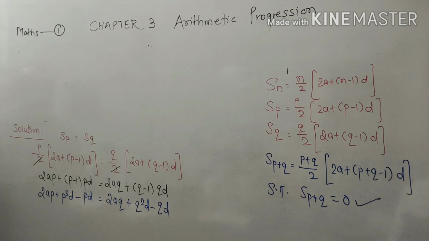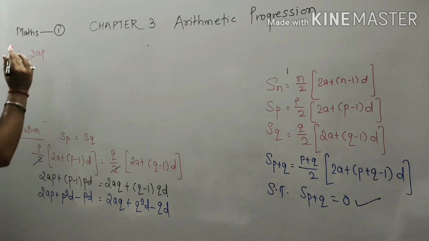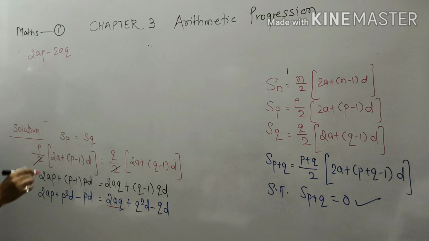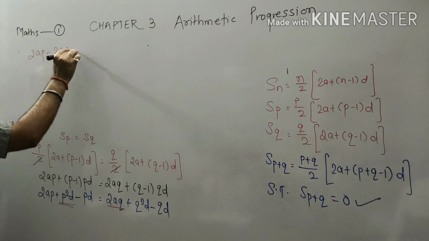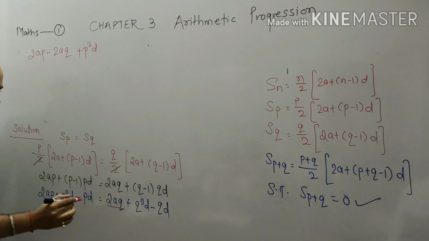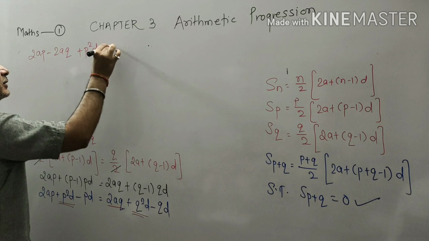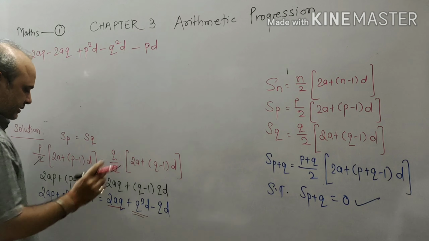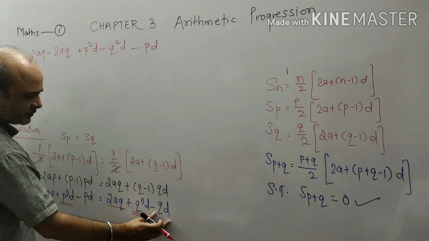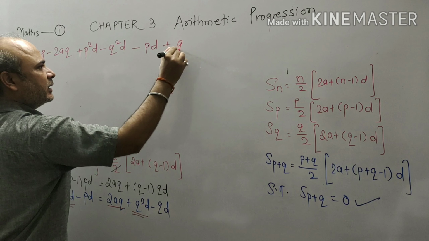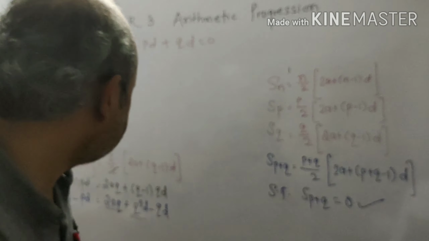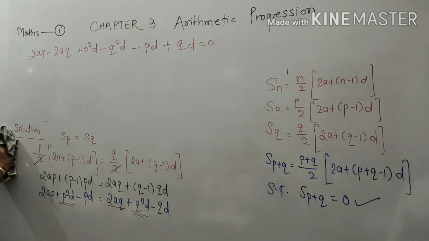Now transfer these terms to the left hand side. So you will get, student, 2ap, transfer this to the left hand side, so this will be minus 2aq, right? Now here, student, plus p square d. Now transfer this, student, so this will be minus q square d. Then here minus pd. Now transfer this minus qd, so this will be plus qd, and this is equal to, student, 0. Clear? Now we will simplify further.